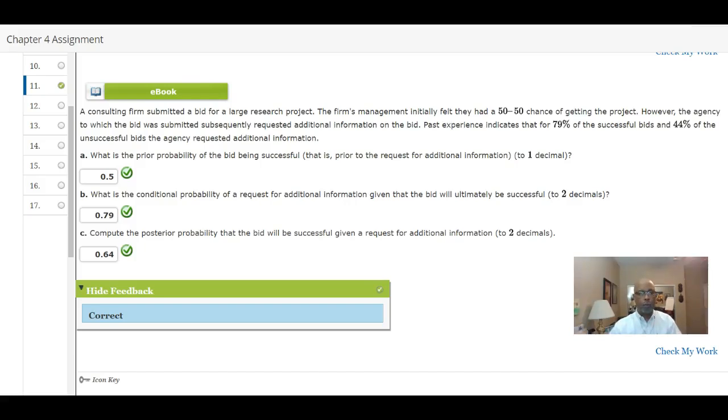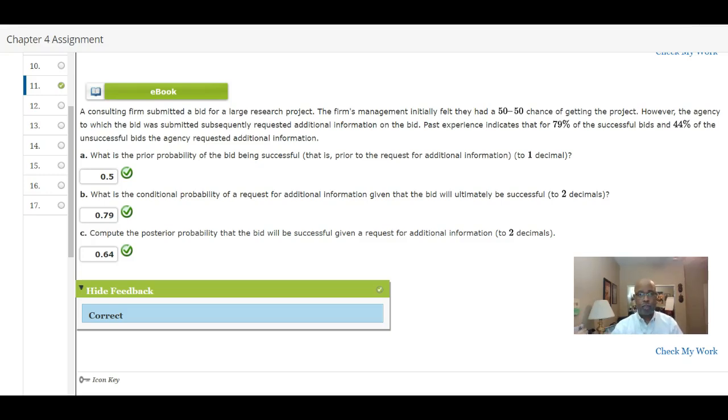Okay, we're going to look at problem 11 in chapter 4, in the chapter 4 assignment. And I'll tell you up front that this is a Bayes theorem problem. But the question is, how do you recognize it as a Bayes theorem problem? How do you set it up and solve it?